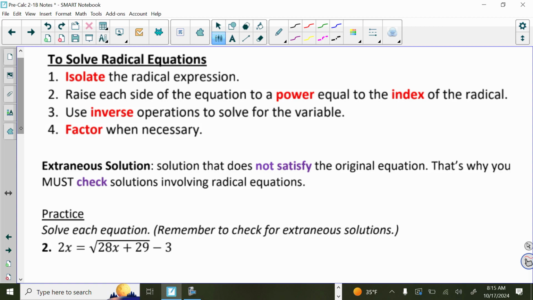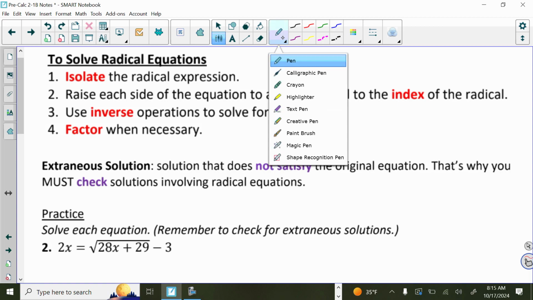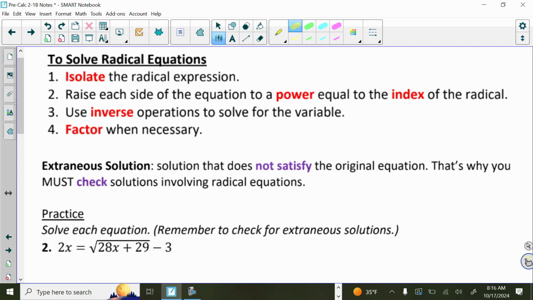So the first thing we want to do, we want to isolate the radical. So if we can, we want to get the radical isolated on one side. That way, then we can raise each side to a power equal to the index of the radical. So that means whatever root it is, we can raise that to it. So that's what we're talking about, like squaring both sides or cubing both sides, right?